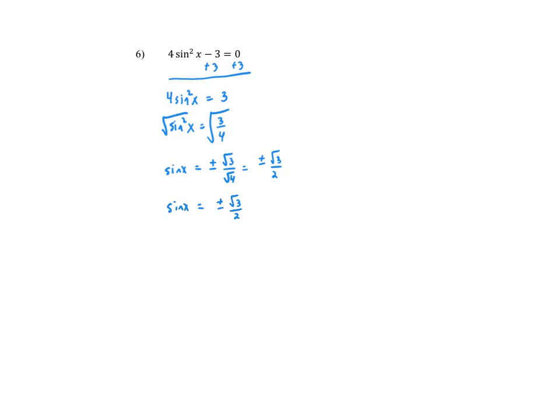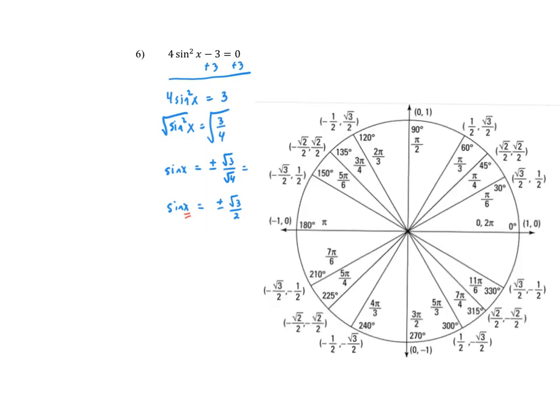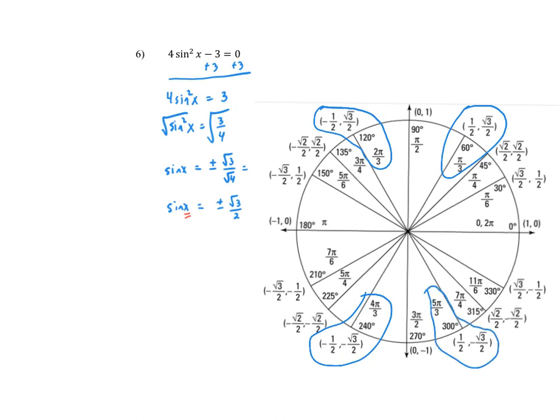So we're going to take our unit circle out and find the angles where the sine value is plus or minus root 3 over 2. Those angles are pi over 3, 2 pi over 3, 4 pi over 3, and 5 pi over 3. For each of those angles, we see that the sine value is either positive or negative root 3 over 2. So we have 4 solutions.